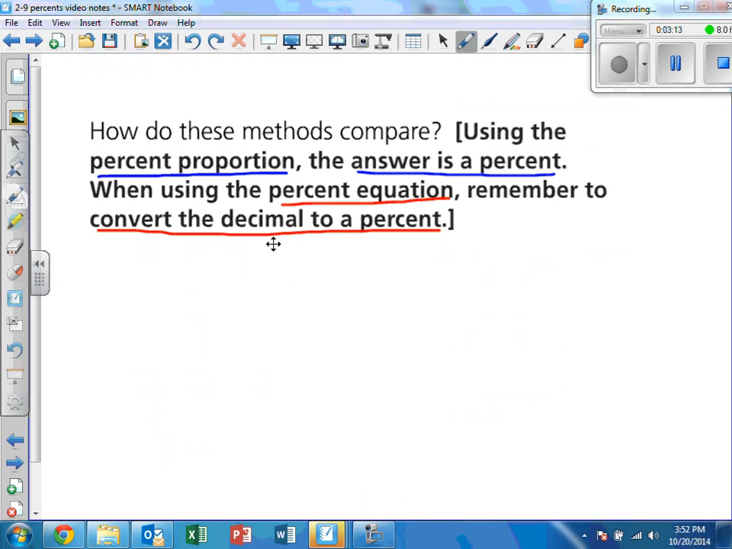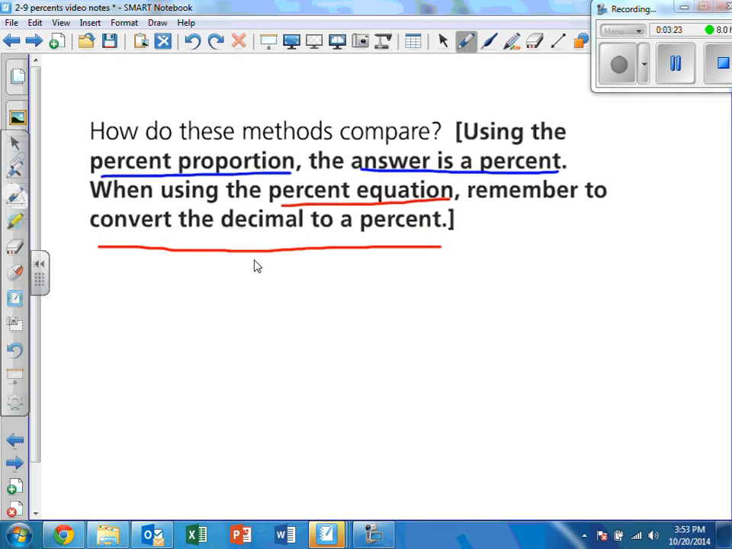So what's the difference in the way these two work? Using the percent proportion, the answer is already a percent. Using the percent equation, you convert the decimal to a percent. That's the main thing to remember.